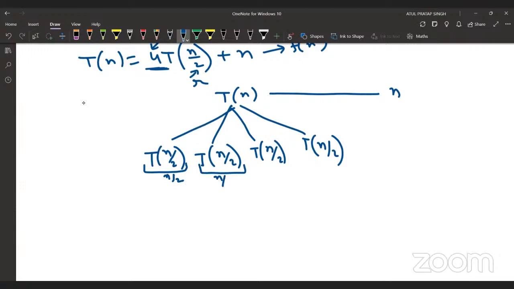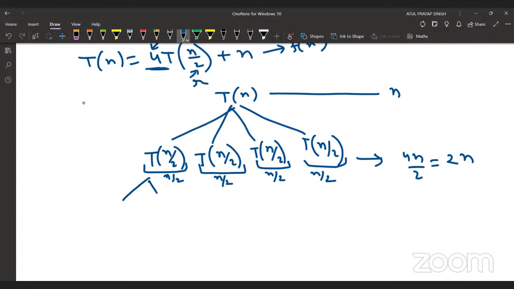Same for this one: the number of operations required is n by 2. The number of operations for this subproblem is n by 2. If we add these at this level, n by 2 plus n by 2 plus n by 2 plus n by 2 becomes 4n by 2, that means 2n.